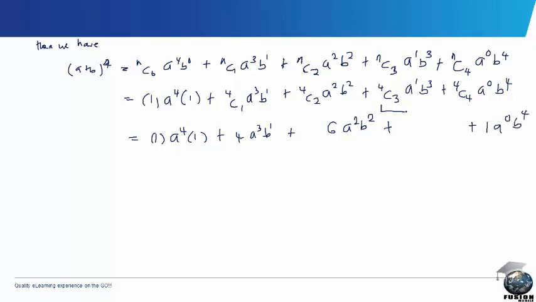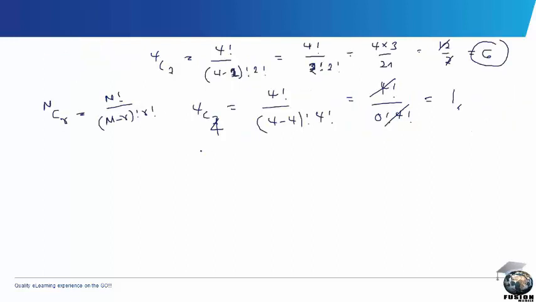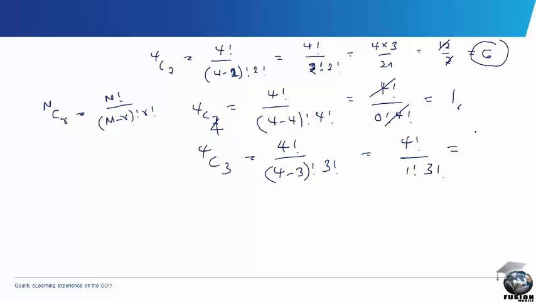And then what do we have for 4 combination 3? For 4 combination 3 we have it to be equal to 4 factorial all over 4 minus 3 factorial and 3 factorial. Alright, we have 4 factorial all over 1 factorial 3 factorial, which is equal to 4 times 3 times 2 times 1 all over 1 factorial is 1, and this is 3 times 2 times 1. This takes care of this, and then we have 4 to be the outcome.